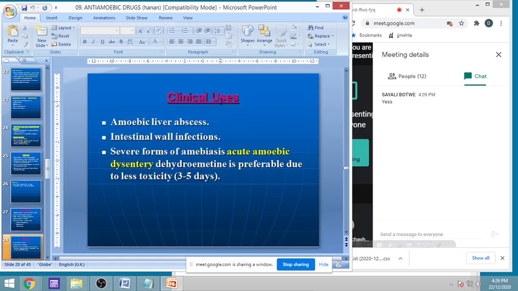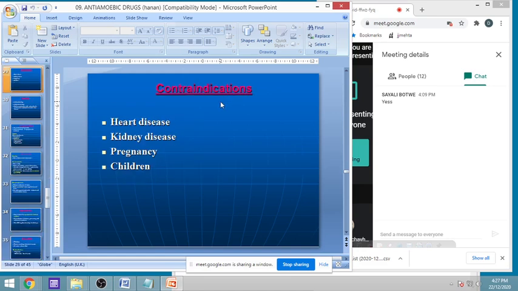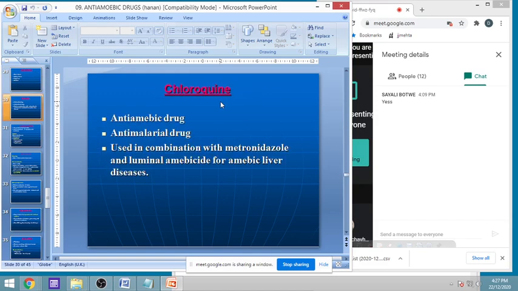It is used in amoebic liver abscesses, intestinal wall infections, and in the severe form of amoebiasis, that is acute amoebic dysentery. Dehydroemetine is preferable due to comparatively less toxicity, for 3 to 5 days. It is contraindicated in heart diseases, kidney diseases, pregnancy and children. It is not used in them.